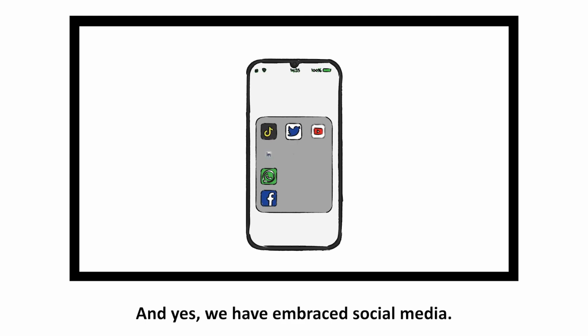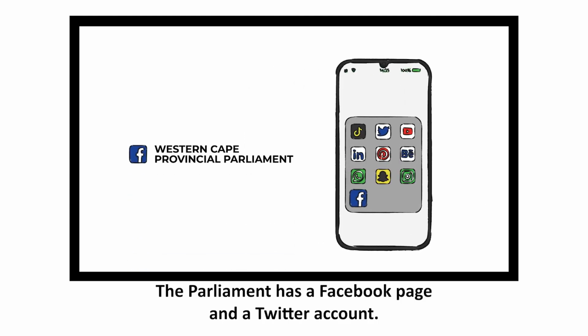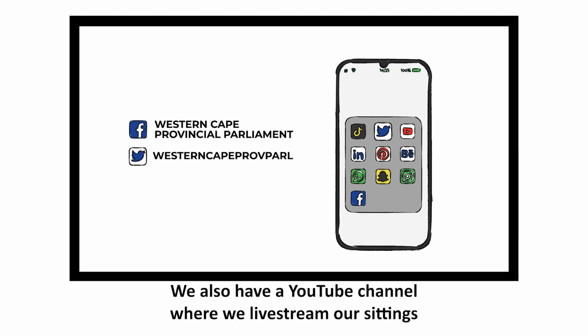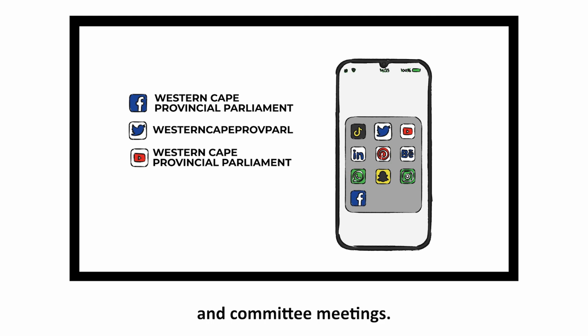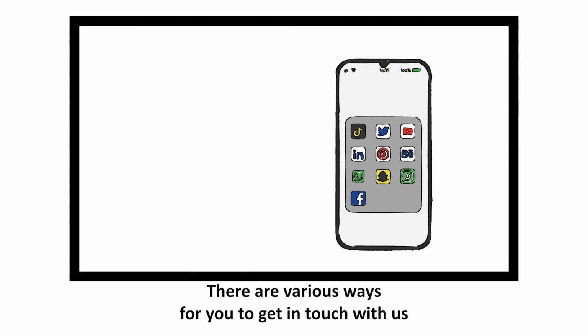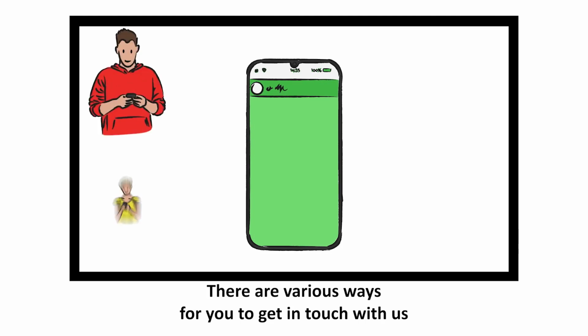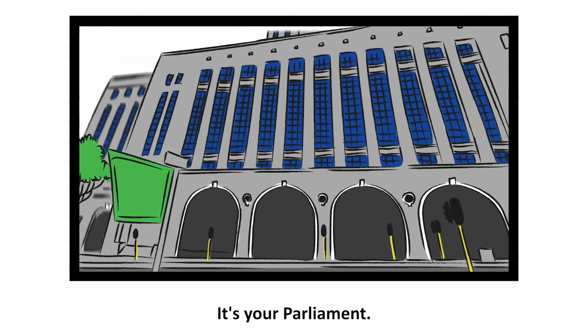And yes, we have embraced social media. The Parliament has a Facebook page and a Twitter account. We also have a YouTube channel where we live stream our sittings and committee meetings. You can also visit our website at wcpp.gov.za. There are various ways for you to get in touch with us, and you will find the information on our site. It's your Parliament.